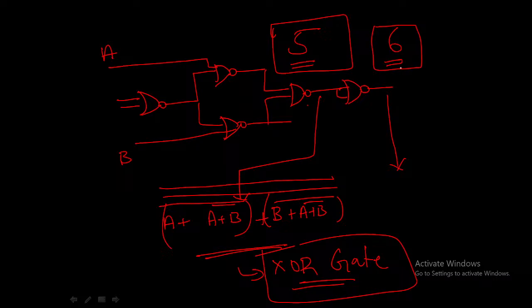So this is how we are going to implement all the logic gates with the help of NAND gates and NOR gates. That's why these NAND gates and NOR gates are known as universal logic gates, because we can implement any gate with the help of these universal gates. Now let us see one more concept.